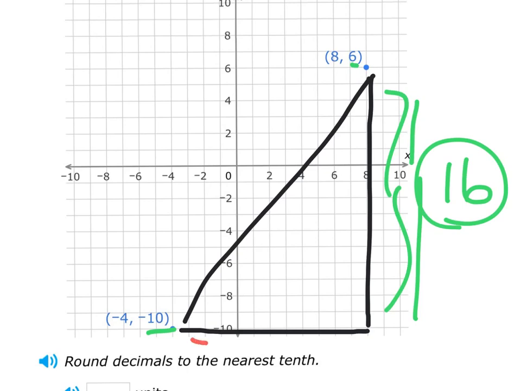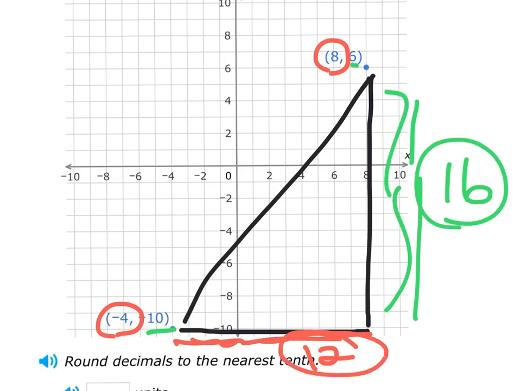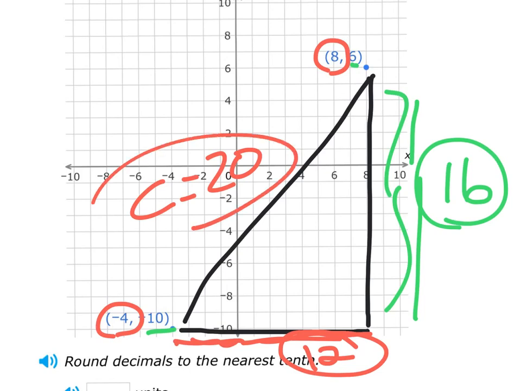And then to find my other leg, I look at the x values, and it's 4 on this side and 8 on this side, which gives me a total distance of 12. So you're dealing with 16 and 12. So I'm going to go back to my Excel. 12 and 16. And that gives me a hypotenuse distance of 20.